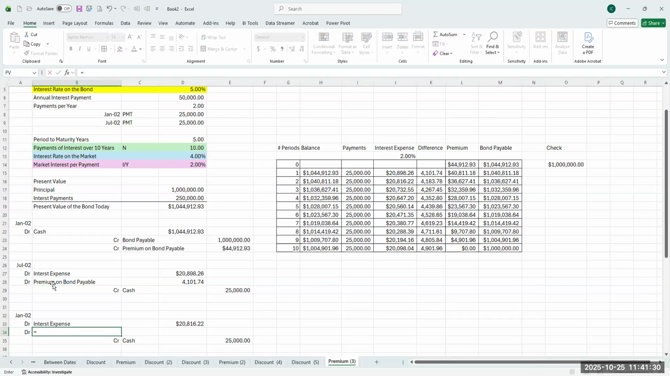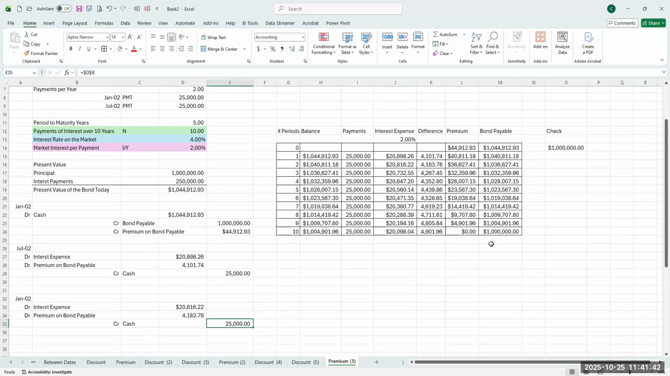And that will be my premium here. And the premium is going to be equal to that amount. And those two are going to give me 25, and I'm in balance. And keep going, keep going until the end, and bring it down to bonds payable of 1 million, which we have to pay at year 5. Now, there's no premium.